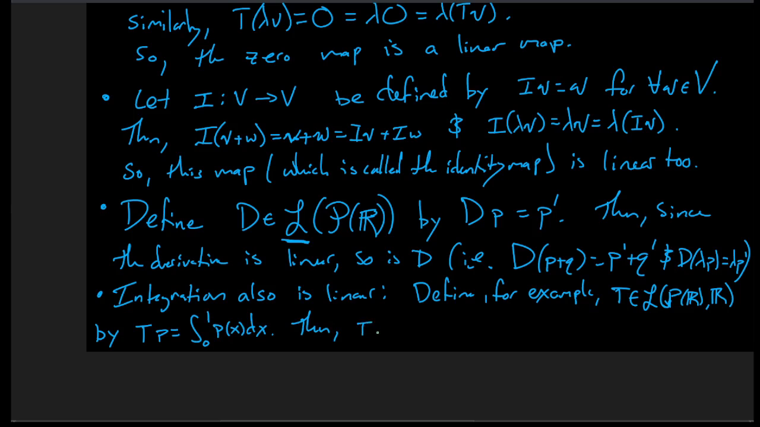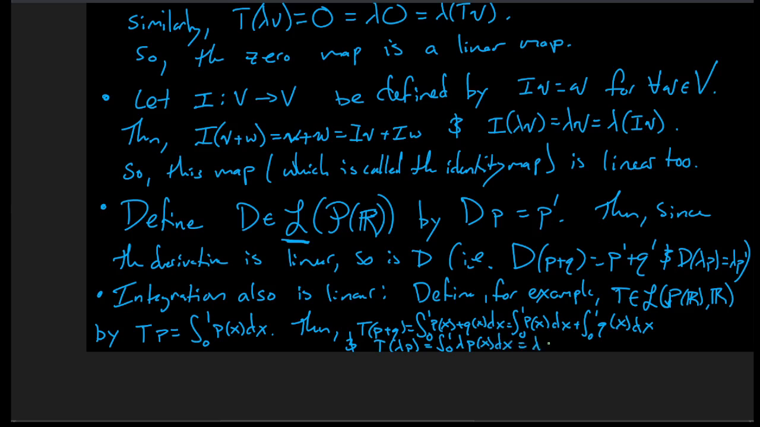Then notice that T of P plus Q is equal to the integral from 0 to 1 of P of x plus Q of x dx, which is, as we all know, equal to the integral from 0 to 1 of P of x dx plus the integral from 0 to 1 of Q of x dx. And T of lambda P is equal to the integral from 0 to 1 of lambda P of x dx, which is equal to lambda times the integral from 0 to 1 of P of x dx.